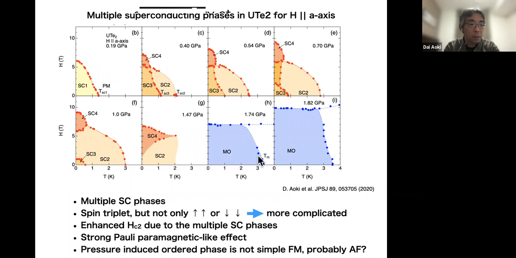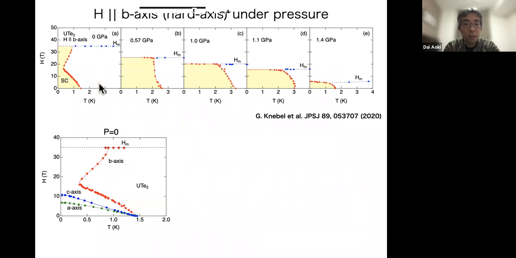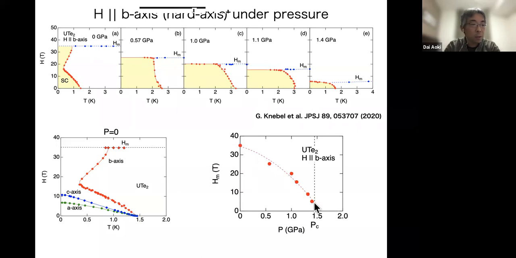Okay, so for the b-axis, reentrant superconductivity is known at ambient pressure, and under pressure the phase diagram changes as follows. The HM metamagnetic transition is suppressed with pressure, and then the reentrant superconductivity is also suppressed, something like this. The pressure dependence of HM is shown here, and this is basically consistent with the evolution of T chi max. I will show you later.